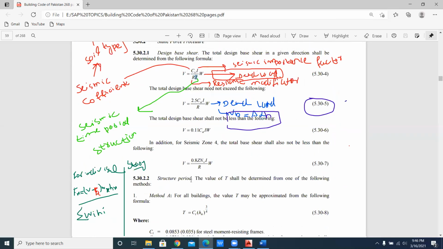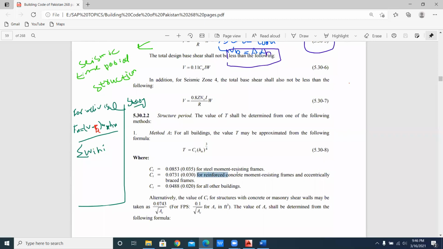This is for a reinforced concrete building that is a moment resisting frame, MRF. You can see reinforced concrete moment resisting frame, essentially braced frame, and for other buildings you can calculate from this very easily. But if we are constructing concrete masonry, then we will apply this value, 0.0743. And for FPS, the foot pound second system, we have to apply 0.1. But we will work in meters, so we will apply this one here.